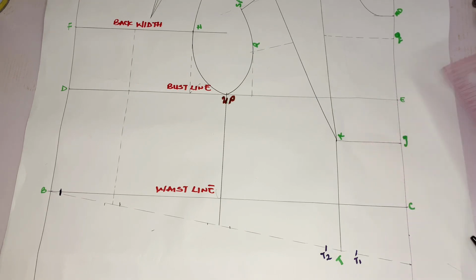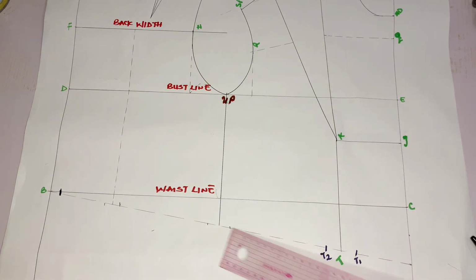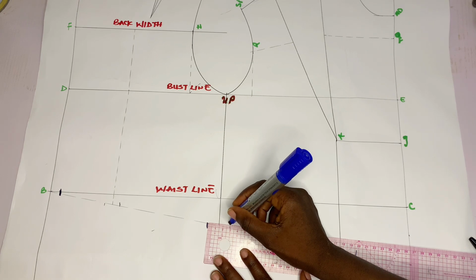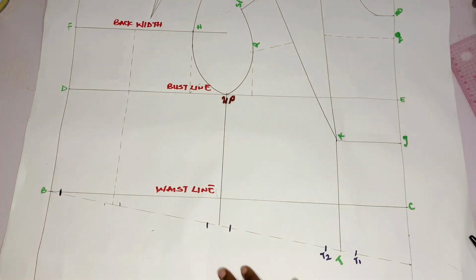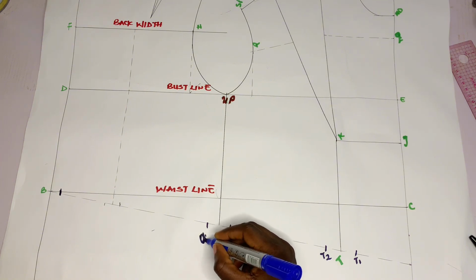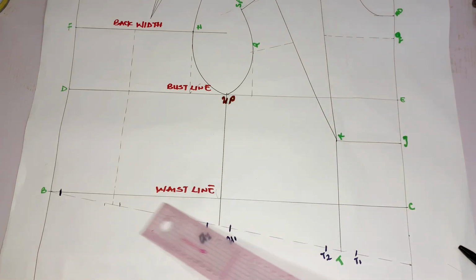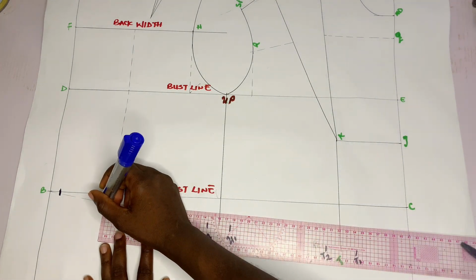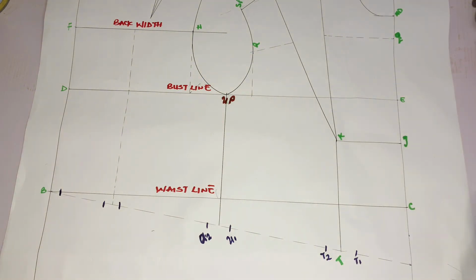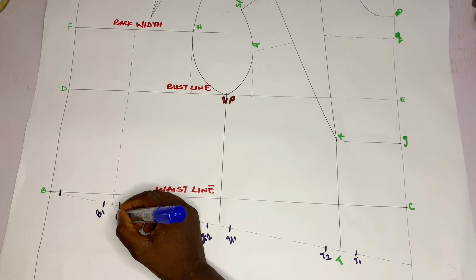Next is my side dart suppression. So my side dart suppression is 2 cm in total. So after extending my UP line down to the new waistline, I'm going to be marking 1 cm on each side of my UP line. This I'll be marking as U1 and U2. My back dart suppression is also 2 cm, so I'm going to be marking 1 cm on each side of the broken line that I've already created for my back dart line. I'll be marking this as B1 and B2.